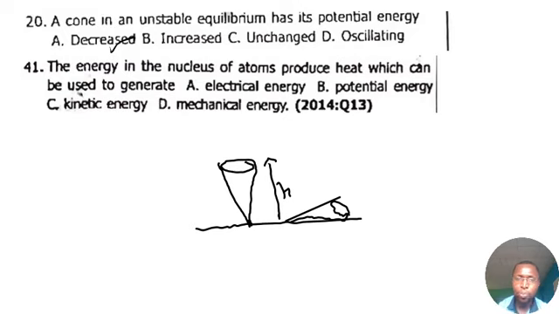All right. And lastly, let's consider this other question here. It says here that the energy in the nucleus of an atom produces heat, which can be used to generate electricity. Of course, we have talked about that one on nuclear reactors. So the energy that we get from the nucleus of an atom is referred to as nuclear energy, and it can be used to generate heat. And this heat is used to produce electricity.